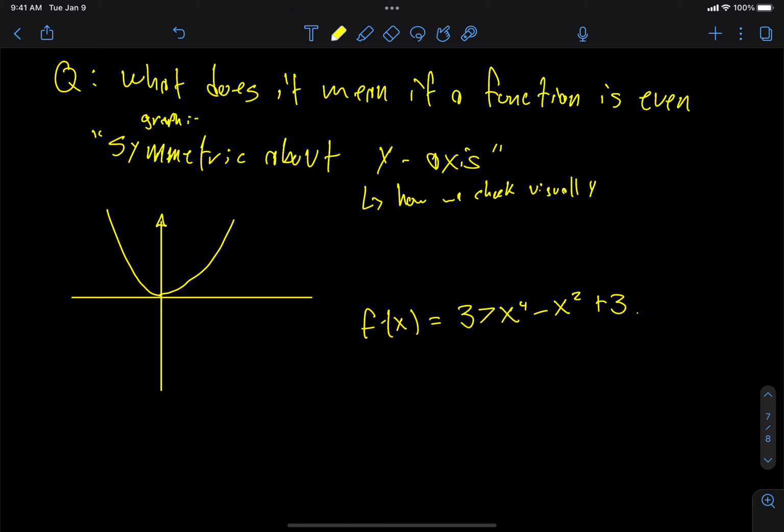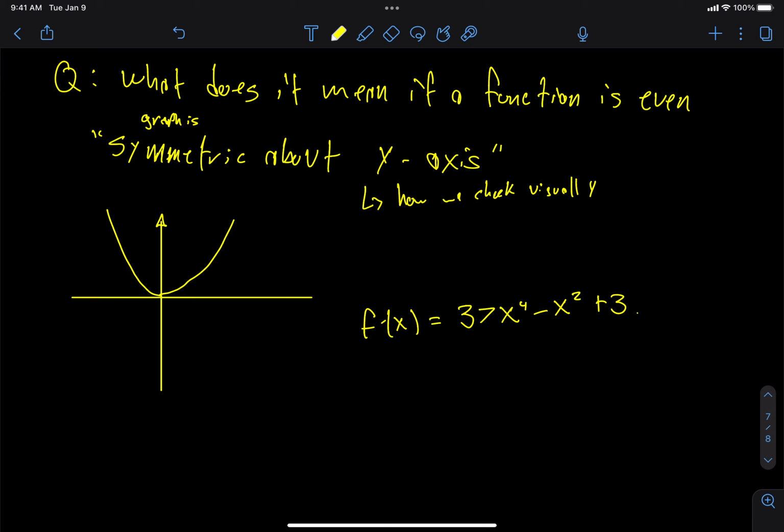So the graph is symmetric about the y-axis. What if they give us an equation like that? Can we still tell, or do we need to draw the graph? Just look at the power of the leading term. How do we feel about that? Do we agree? As long as the power of the leading term is even, then the function is even? Hands up for agree. Hands up for disagree. Okay, I'm having some disagreement.